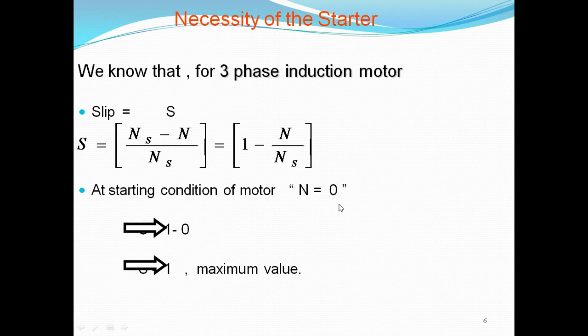Suppose the motor speed Nr is maximum, Nr is equal to Ns. Then it is 1 minus 1 is equal to 0. That is, slip is 0.